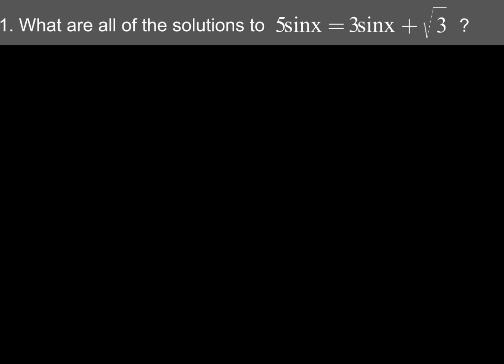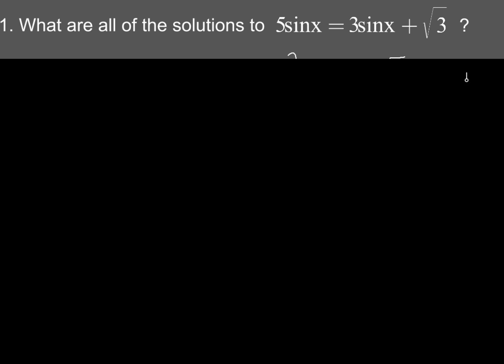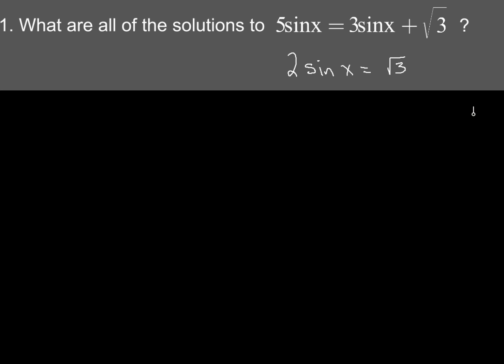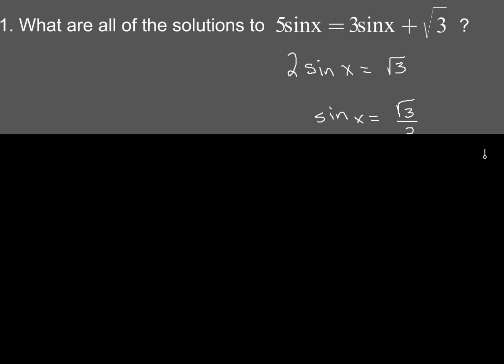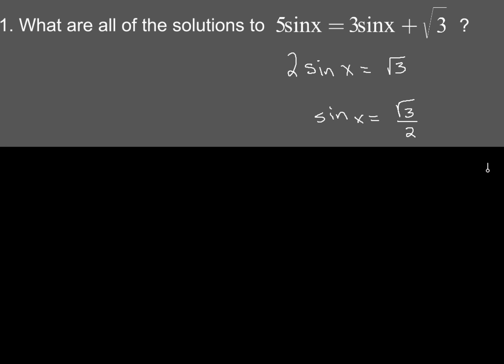Now in the onset, people might look at this and get a little bit confused, but really all you're going to do is combine like terms. You're going to move this 3 sine x over. That is going to give you 2 sine x equals square root of 3. Solving for sine of x, you end up with square root of 3 over 2.